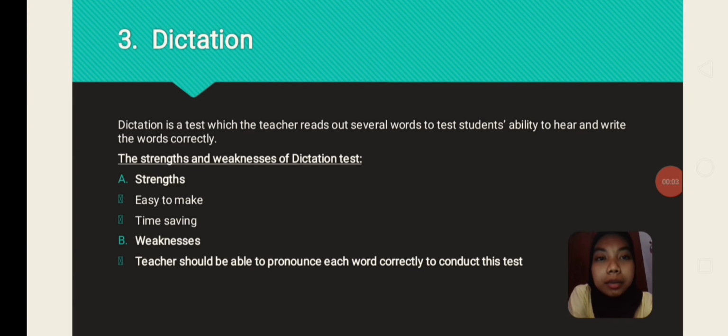Next slide, number 3, dictation. Dictation is a test in which the teacher reads out several words to test students' ability to hear and write the words correctly. The strengths and weaknesses of dictation test. A. The strengths of dictation test. Number 1, easy to make. Number 2, time saving. B. Weakness of dictation test. Number 1. The teacher should be able to pronounce each word correctly to conduct this.